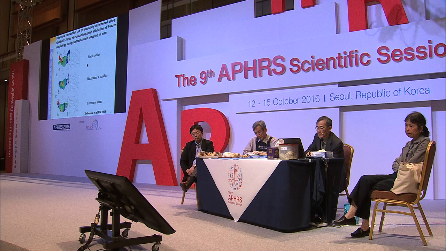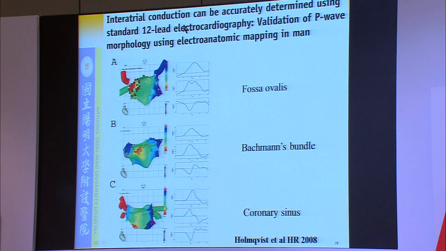However, this paper showed the inter-atrium septum conduction can be accurately determined using the surface ECG. So this may explain why in some patients, maybe the P wave morphology has some variation in the general population. And it may indicate different breakthrough sites on the left atrium side. So he shows three types, and uses the signal-averaged ECG.